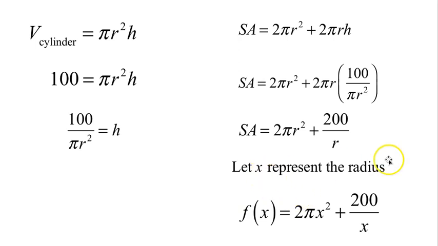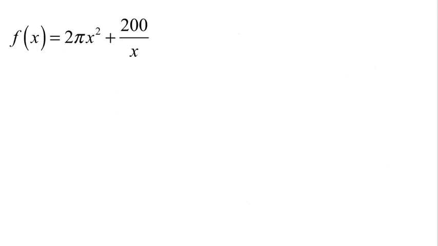So instead, I'm going to let x represent the radius rather than r. I prefer to take derivatives with respect to x, just a personal preference. So changing that surface area function to f of x, 2 pi x squared plus 200 over x. Just don't forget that x is the radius in terms of my notation. So I want to minimize that function, take its first derivative, set it equal to 0, solve, and see what we get.